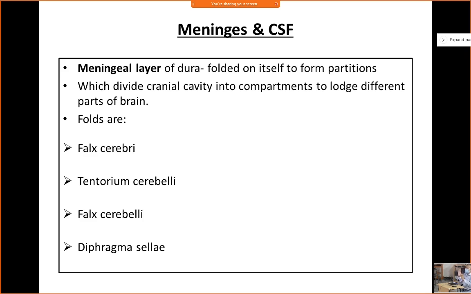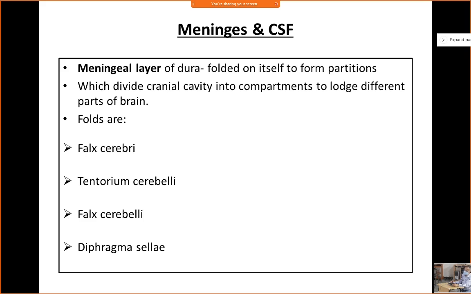So falx cerebelli, because our cerebellum has two hemispheres, like our cerebral hemispheres. But the cerebral hemisphere is larger, while the cerebellum is smaller. So between the two cerebellar hemispheres there is a space, and that space is occupied by falx cerebelli. What is falx cerebelli? It is the fold of meningeal layer of dura mater, which is present between the two cerebellar hemispheres.